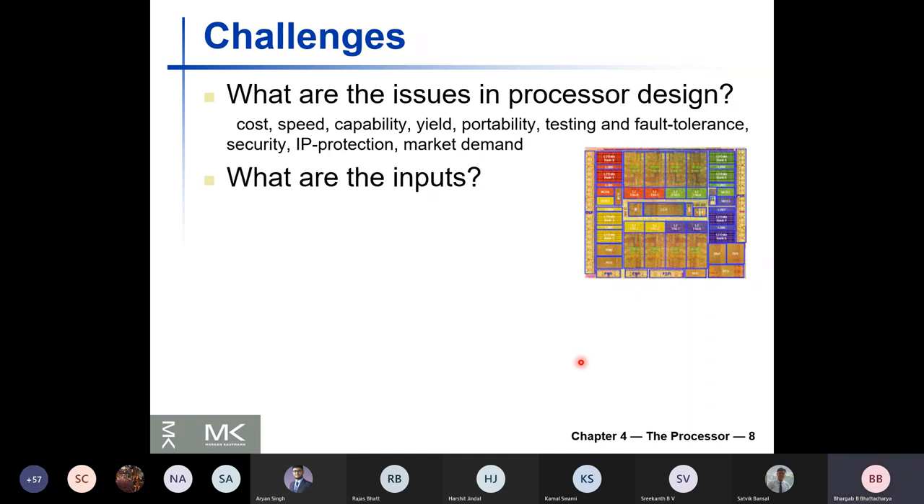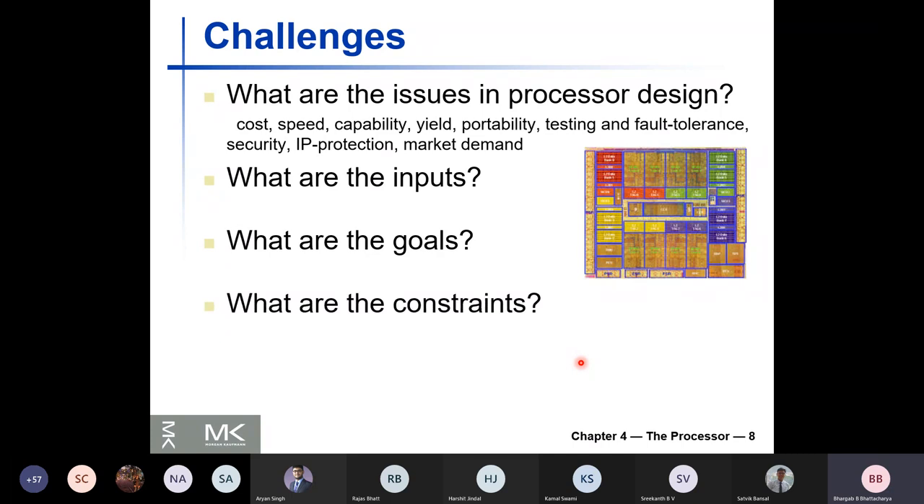What are my inputs? And then what are the goals? One of the goals, as you know, is that I want to make my cost low. Its capability should be high, its speed should be high, and so on. What are the constraints? There are many constraints. As you can see, the cost is one of the constraints.